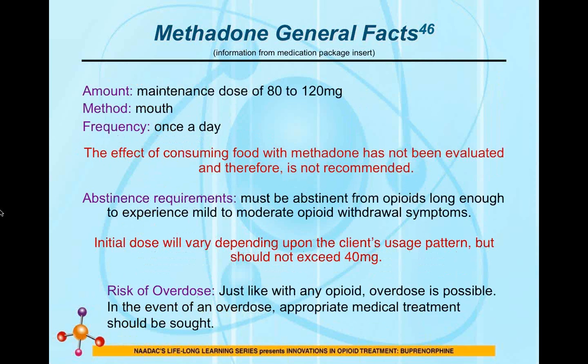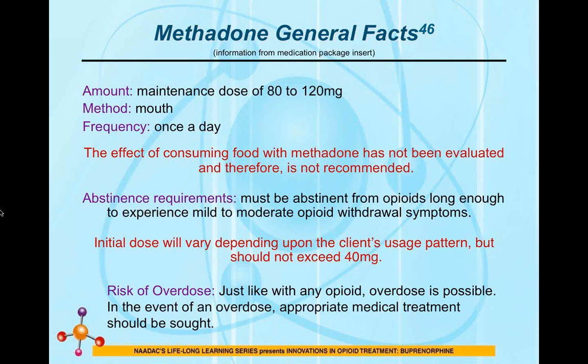And for the abstinence requirements, you just want to be abstinent enough that you're experiencing some opioid withdrawal symptoms. You want to have mild to moderate opioid withdrawal symptoms, and that makes sense because the whole purpose of this medication is to stave off withdrawal symptoms. So you don't want to take it when you're feeling high. You don't want to take it when you still have other opioids in your body. You want to start taking this so you don't go into that sick category, which is what you're trying to avoid by taking heroin to begin with.